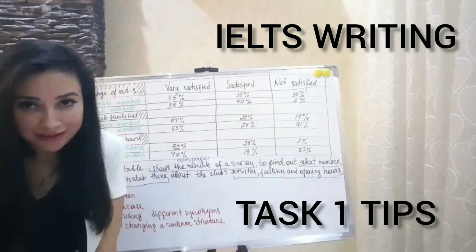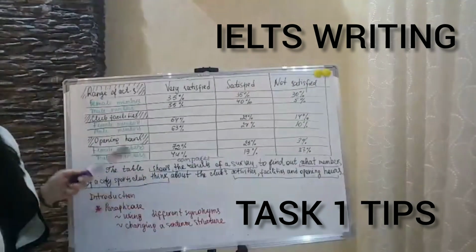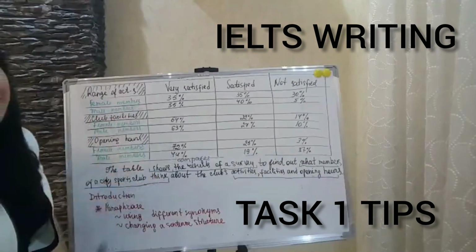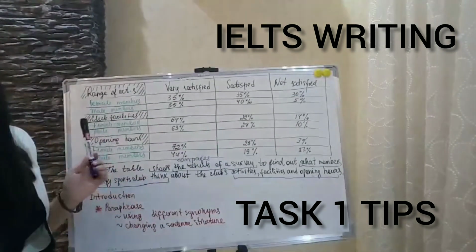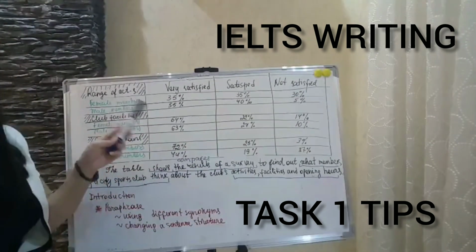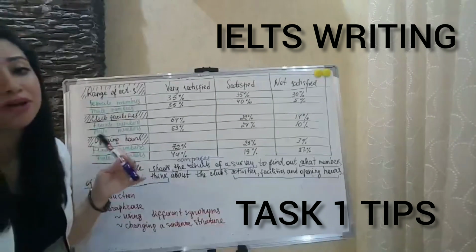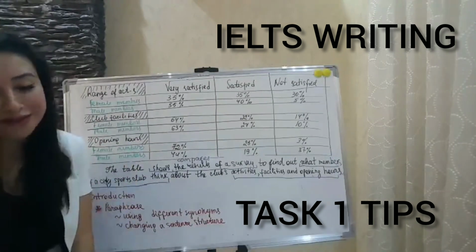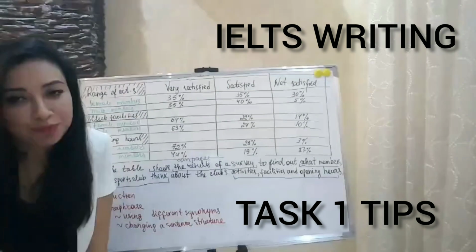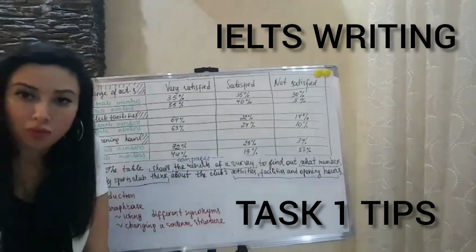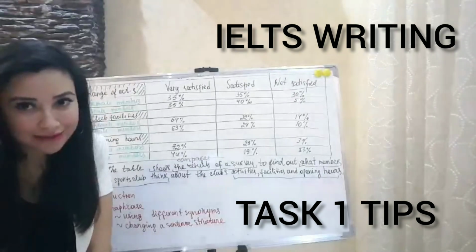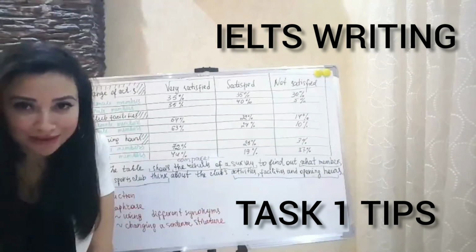As we know, every task consists of some data expressed in the form of a graph, chart, or a table, and the candidate should describe it in a style, let's say, appropriate for a tutor or examiner. And this should be at least 150 words, and the candidate should spend about 20 minutes on it.